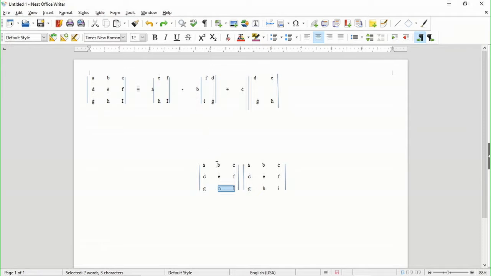Again, for B, we have B. Again, diagonally, FD, IG. Notice there's a pattern. Now we're going to use C, and we're going to use DE and GH, okay, for the pattern.